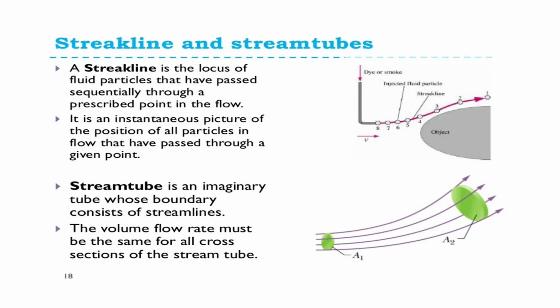Streak line and stream tubes. A streak line is the locus of fluid particles that have passed sequentially through a prescribed point in the flow. It is an instantaneous picture of the position of all the particles in that flow that have passed through a given point. A stream tube is an imaginary tube whose boundary consists of streamlines. The volume flow rate must be the same for all cross sections of the stream tube.